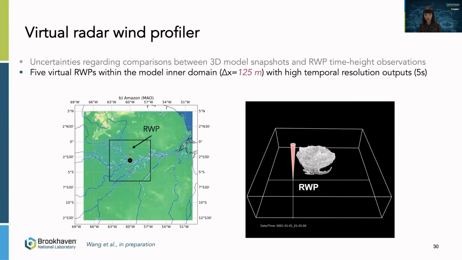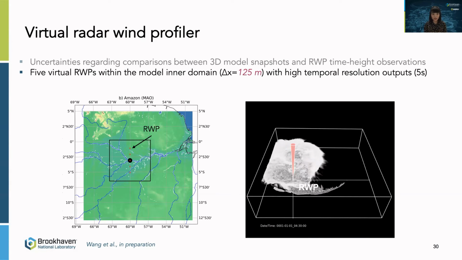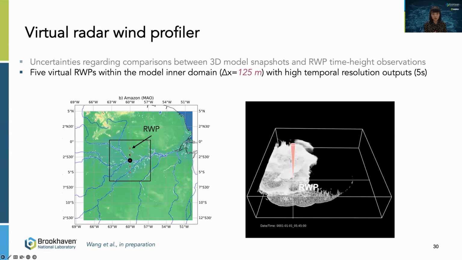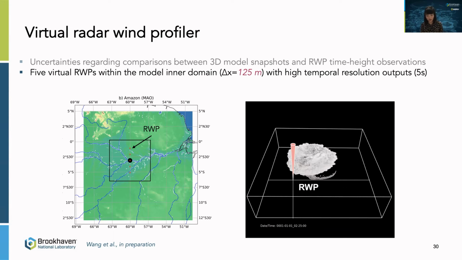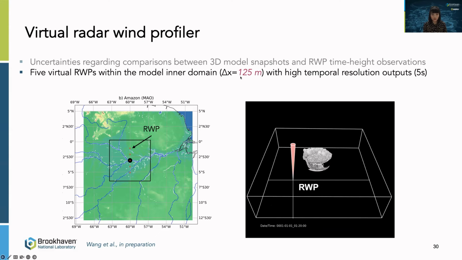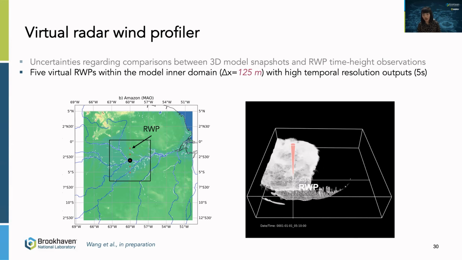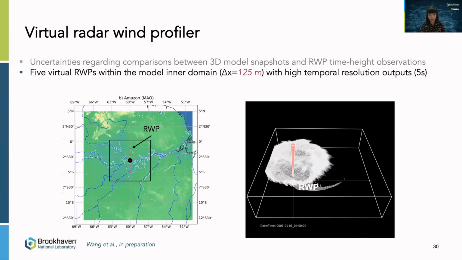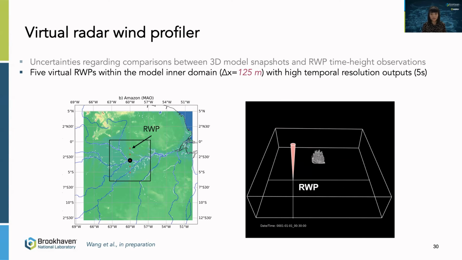I'll show you an example of a model domain that we set up for Amazon cases. In the inner domain, we put 5 radar wind profilers next to each other to sample different parts of the storm and also give us more statistical results. We did the simulation using a higher grid spacing of 125 meters because we want to further explore those downdraft properties. And we output those results at a very high temporal resolution of 5 seconds. This is comparable to what a radar wind profiler measurement would give us.